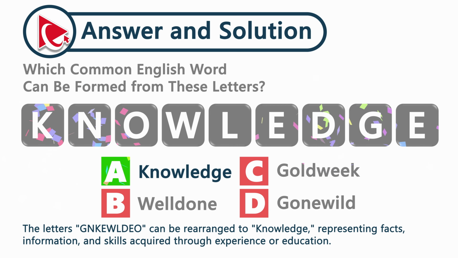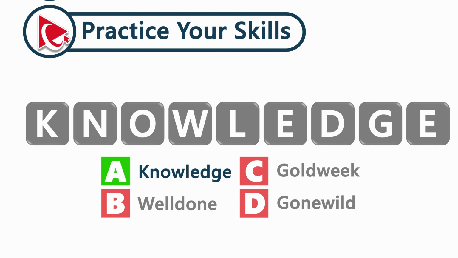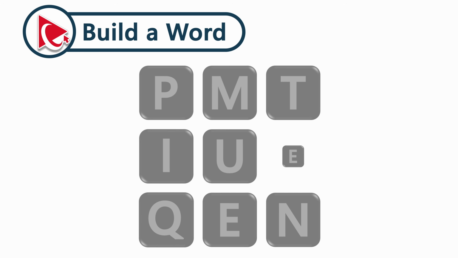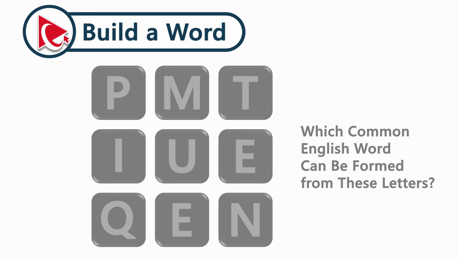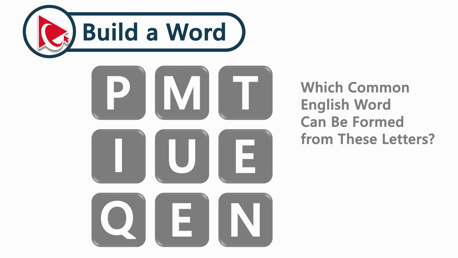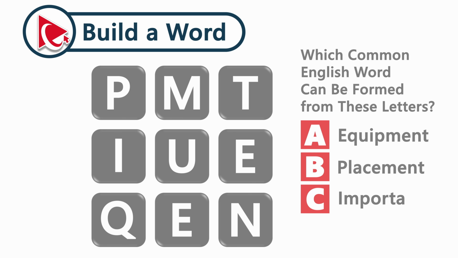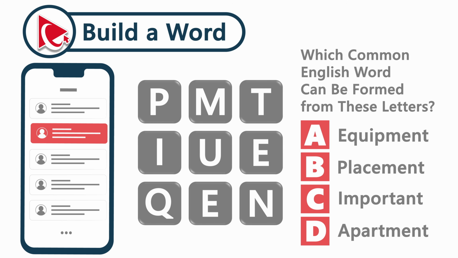I truly hope you got it right, but you might ask, what if I didn't? Ready to practice your skills? Try this question to see how you would do. You're presented with 9 letters, and you need to determine which common English word can be formed from those letters. The letters are P, M, T, I, U, E, Q, E, N. And you have 4 choices to choose from. Choice A, equipment. Choice B, placement. Choice C, important. And choice D, apartment. Once you're certain with your answer, post it in comments, and I'll give you my feedback. Good luck with this intriguing challenge.